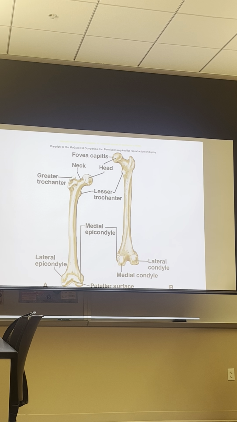Attachment point, insertion point for the gluteus maximus. And then on the back of the femur, on a real femur, it's very rough textured. It's what we call the linea aspera. It literally means rough line. It's an attachment point for your hamstring muscles. And then we've got the condyles, which again are also attachment points for muscles.